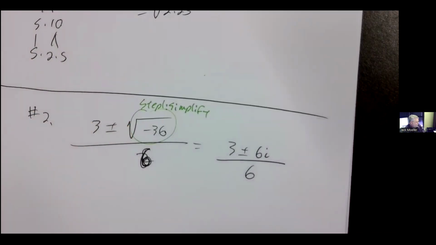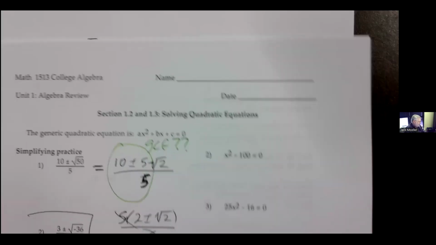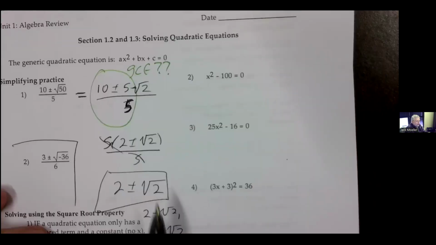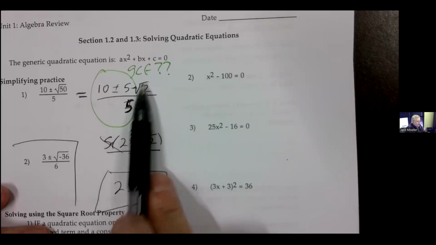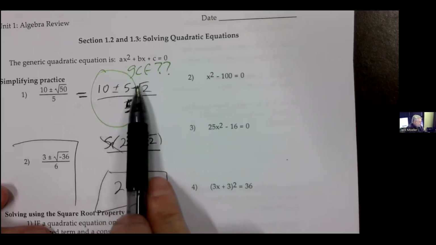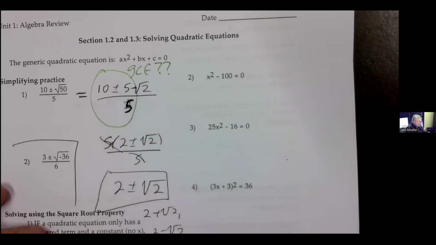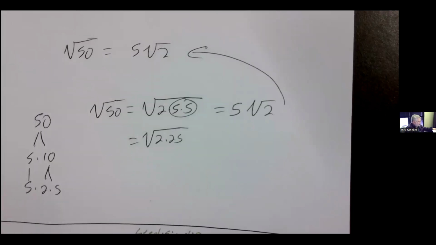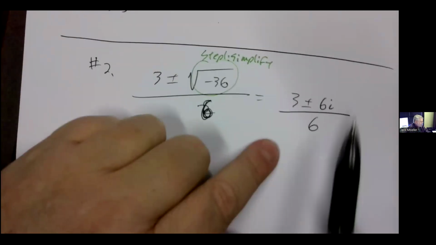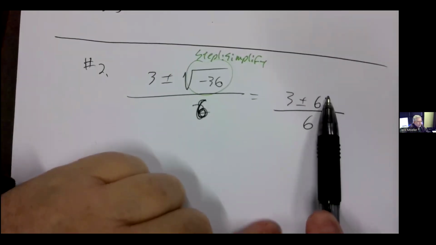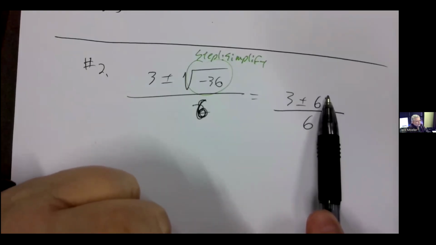All right. Now there's 2 ways. If you have a radical left over, it doesn't do you much good to split up the plus or minus in the simplifying process. If it's a whole number or an i, we could. If it's a whole number, like if that was just 3 plus or minus 6 over 6, I would expect you to do 3 plus 6 over 6 is one answer, and 3 minus 6 over 6 is one answer.